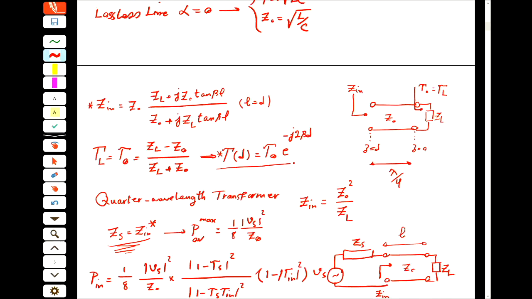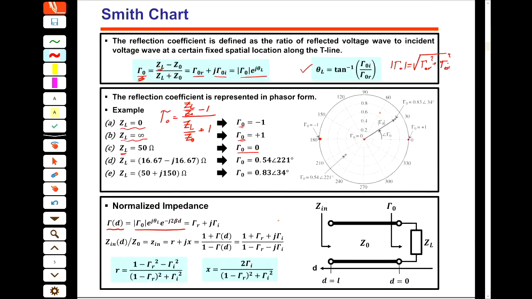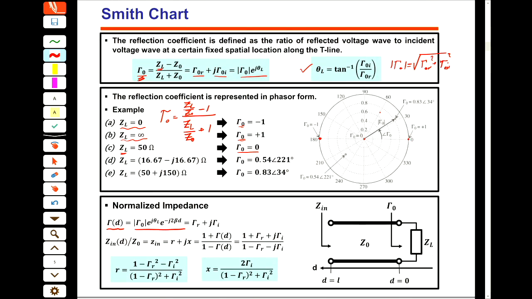So gamma D is coming from here. This D is actually the distance from the load. Yes. So the gamma naught is the reflection coefficient of the load, exactly at the port of the load. And then if we move on a transmission line by the length of D, then we say that at this point it's gamma D.